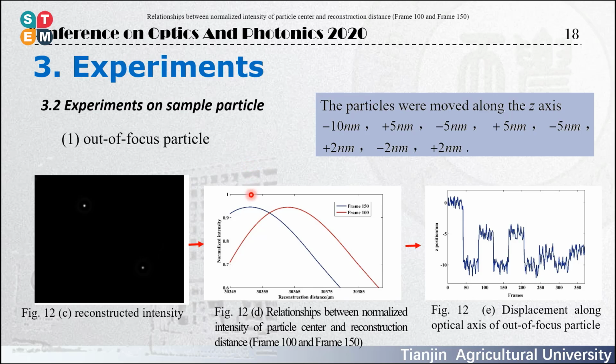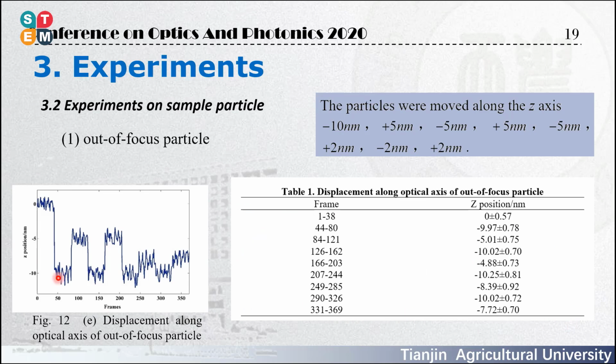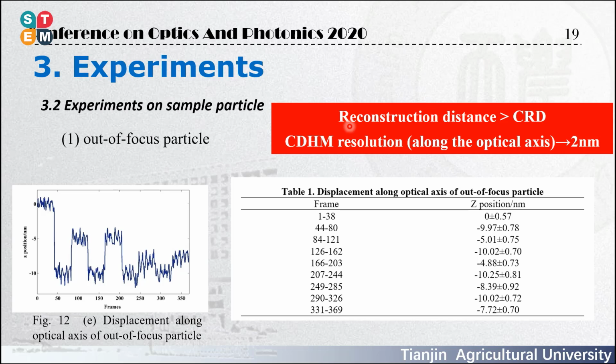If we track the intensity maximum point, then we can track the particle along the optical axis. Then here comes the displacement along the optical axis of out-of-focus particle. We can say that it is in accordance with the particle movement. First, it goes down 10 nanometers and goes up 5 nanometers, and goes down 5 nanometers and goes down 5 nanometers. And then the displacement along the optical axis of the out-of-focus particle can be shown in Table 1. From the results, we can conclude that if the reconstruction distance is larger than CRD, the CDHM resolution along the optical axis should be 2 nanometers.